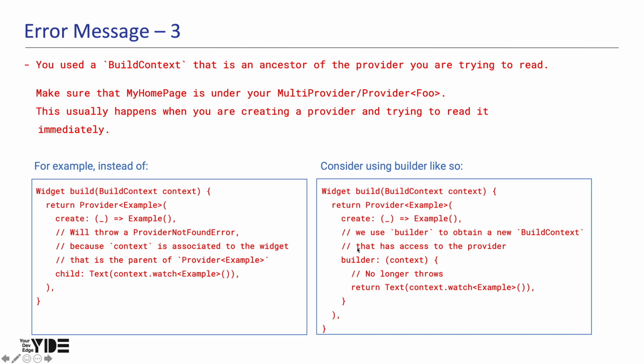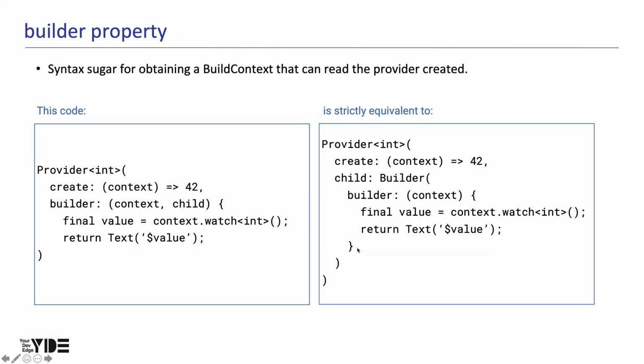Let's take a look at the manual, shall we? It says that it is syntax sugar to get a build context that can read the created provider. The code on the left is exactly the same as the Builder widget on the right. The Builder widget is a widget that is provided by Flutter. And as shown in the picture, between the Text widget and the Provider widget, the Builder widget provides a build context so that the Text widget can access the provider. In other words, it has the same effect as having another widget between the Text widget and the Provider widget.